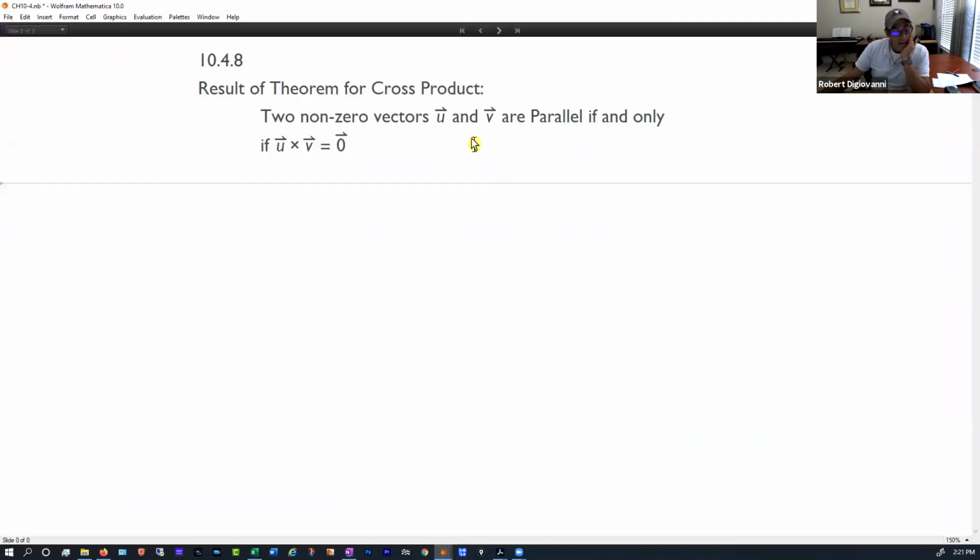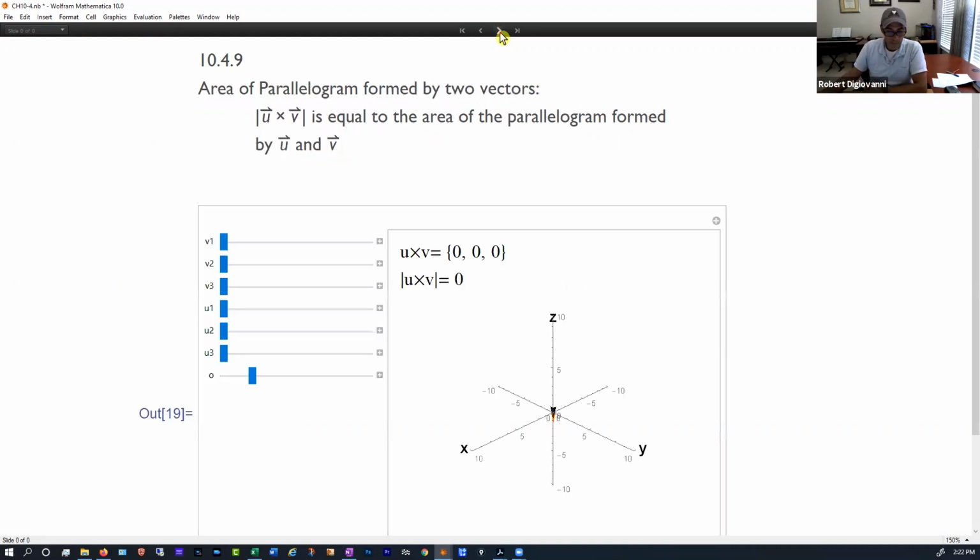All right, so two non-zero vectors u and v are parallel if and only if the cross product is 0. That means that if they're parallel, then I guarantee you the cross product is going to give you the 0 vector. Also, if the cross product of two vectors is the 0 vector, I promise you they're parallel. It works both ways. So it's a very strong condition to be an "if and only if" because it works both ways.